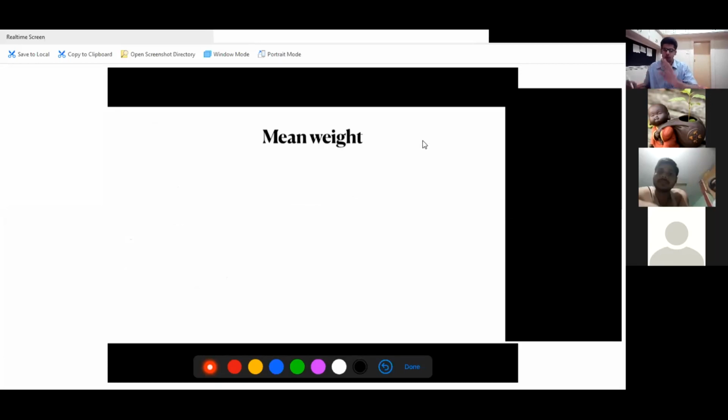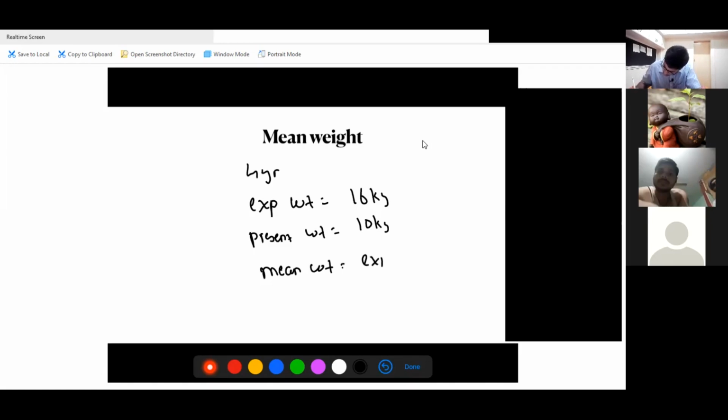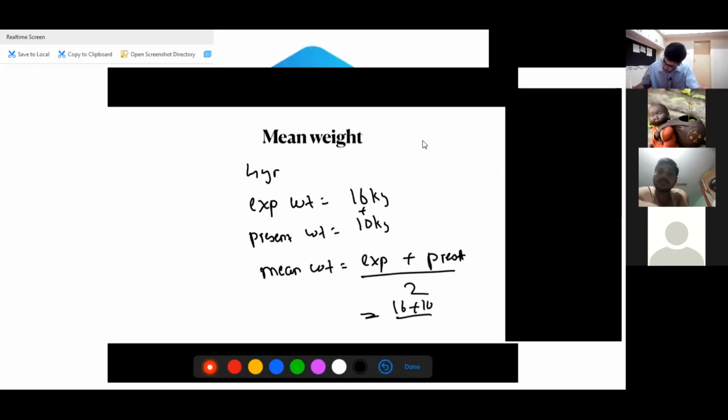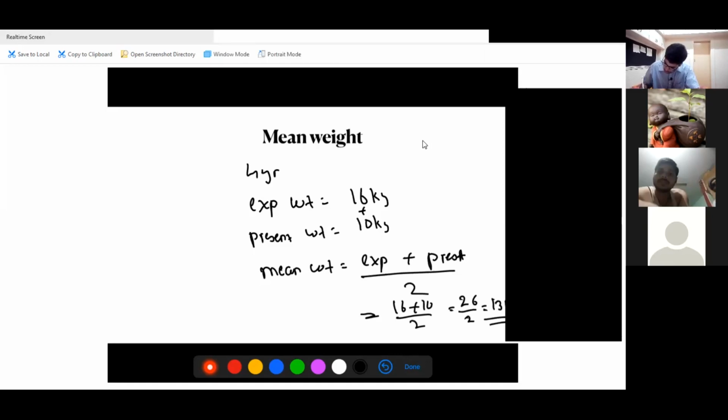Now, whenever we're making a diet chart, we have to go for the mean weight. For example, this 4-year-old child's expected weight was 16 kilo and his present weight is 10 kilo. So what is the mean weight? Always remember, mean weight is expected weight plus present weight upon 2. Mean means you have to add both these things and divide by 2. 16 plus 10 upon 2 is equal to 26 divided by 2 is equal to 13 kilo. So 13 kilo is the mean weight. Now what is the importance of mean weight?